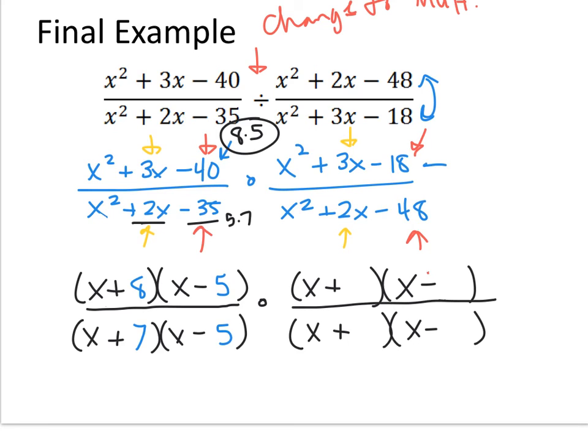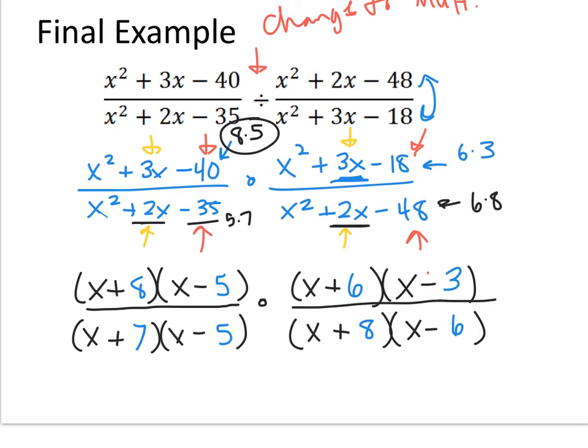So the next one, factor pairs of 18 that have a difference of 3. Well, 6 times 3 gives us 18. The larger number needs to be positive since B is positive. So that's x plus 6, x minus 3. The next one, factor pairs of 48 that are only 2 values apart. Now this one is 6 and 8. So 6 times 8 is 48. Again, B is positive, so the larger number needs to be positive. So we end up with x plus 8 and then x minus 6 at the bottom.